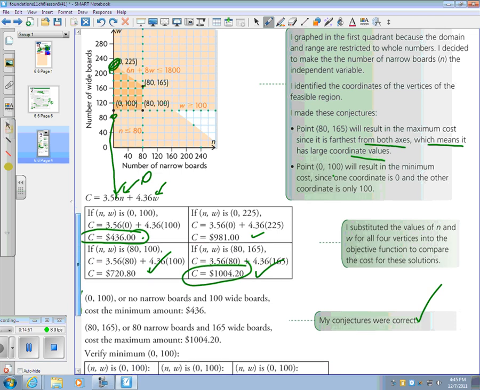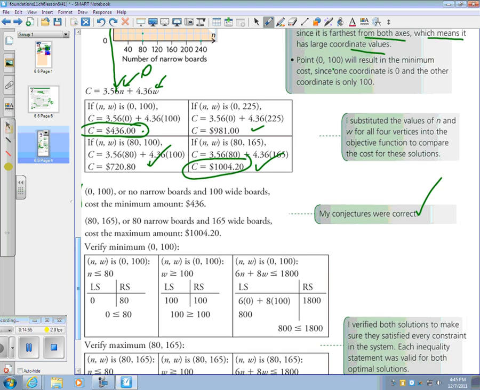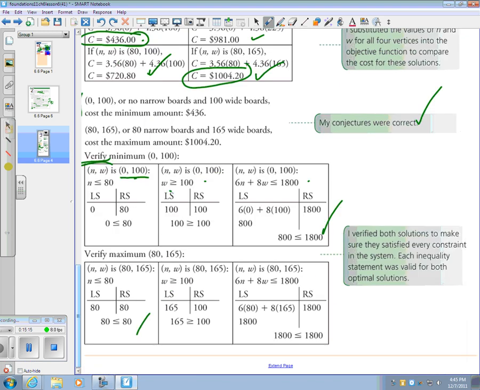So normally that's where we stop. But the new thing we're doing today is verifying. They're taking that point 0 and 100, that minimum, and they're checking it in every single constraint and showing that it's true. So this is the new step, showing that it's true.